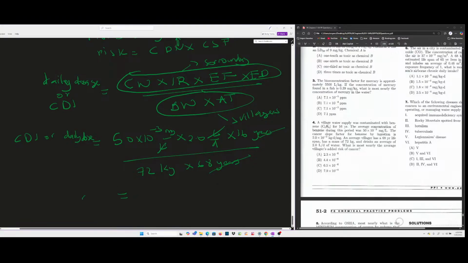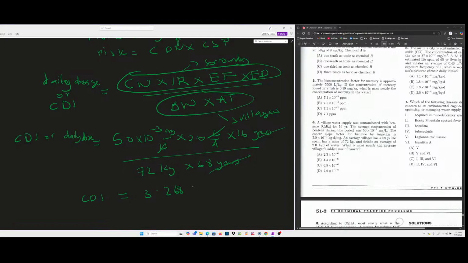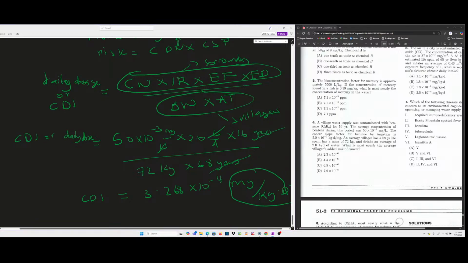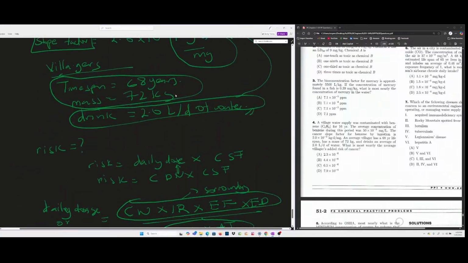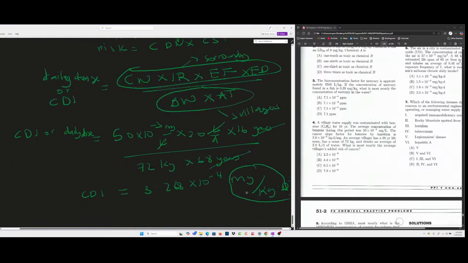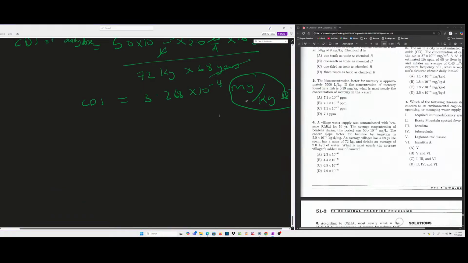So our CDI is equal to 3.28268 times 10 raised to power negative 4 milligrams per kilogram per day. You remember, I say pay attention to this. This is the inverse of this. The reason is that the risk doesn't have a unit. Okay, it's more like dealing with the person. It doesn't have a unit.